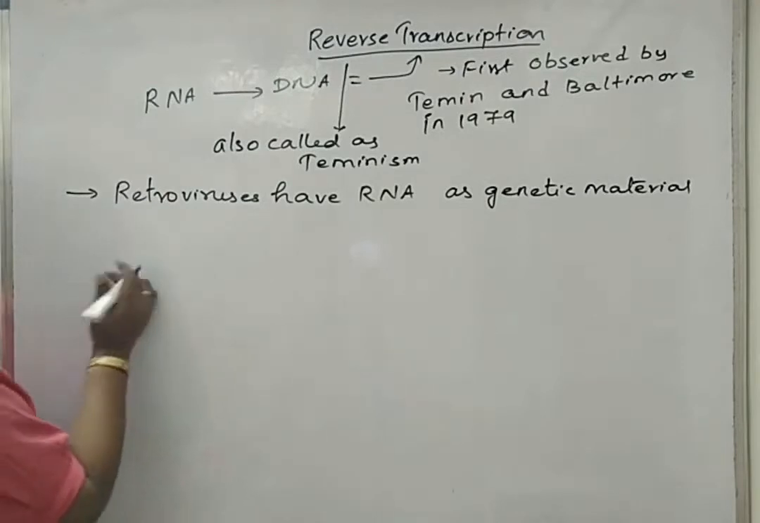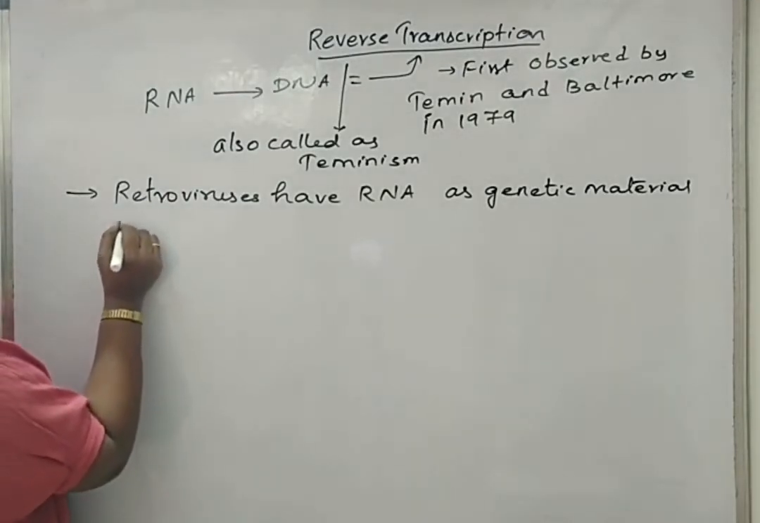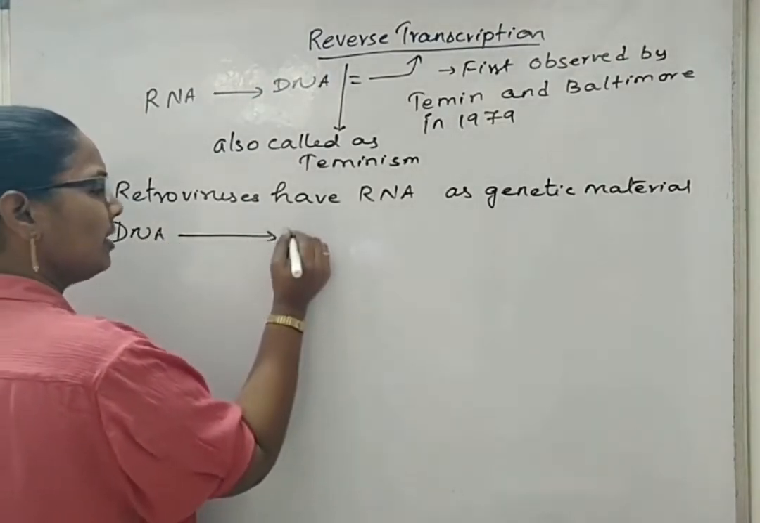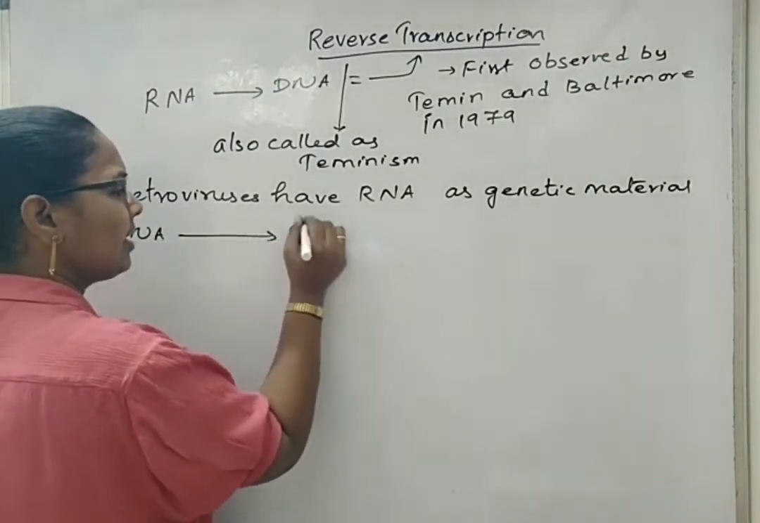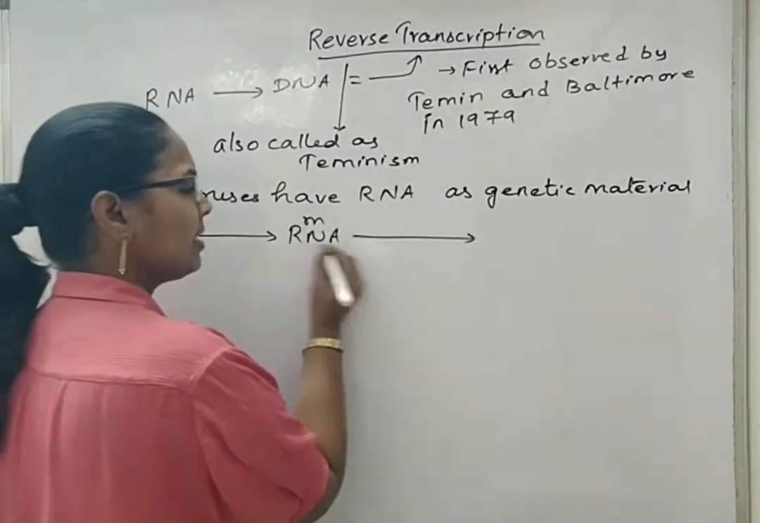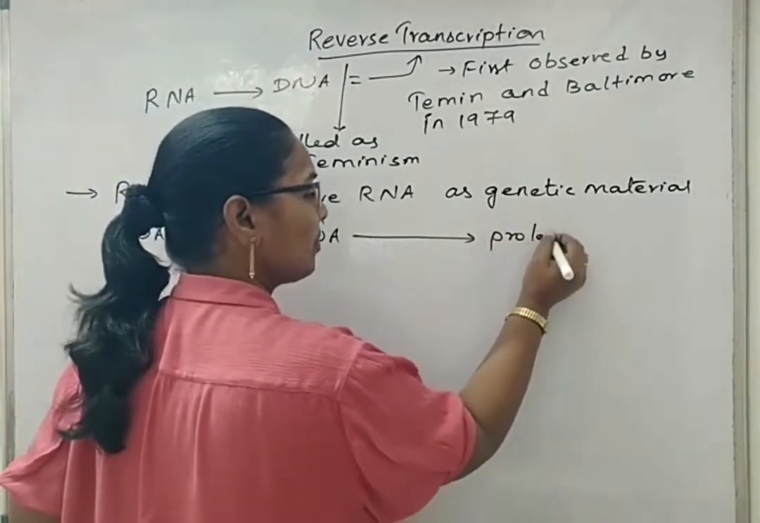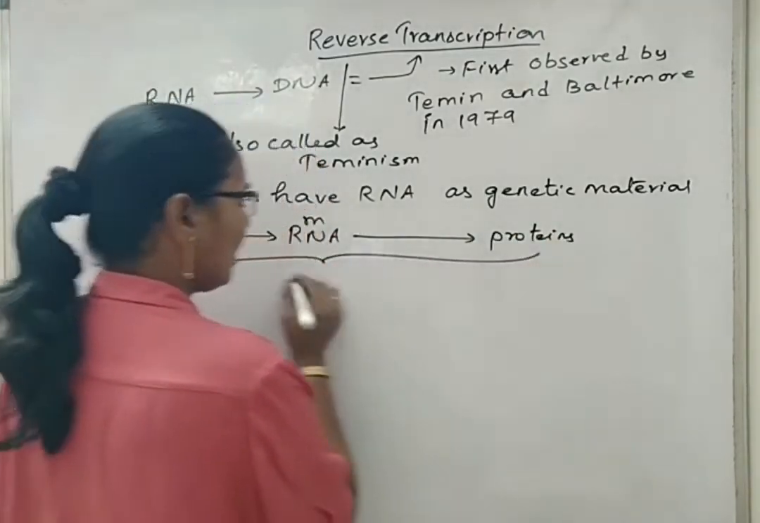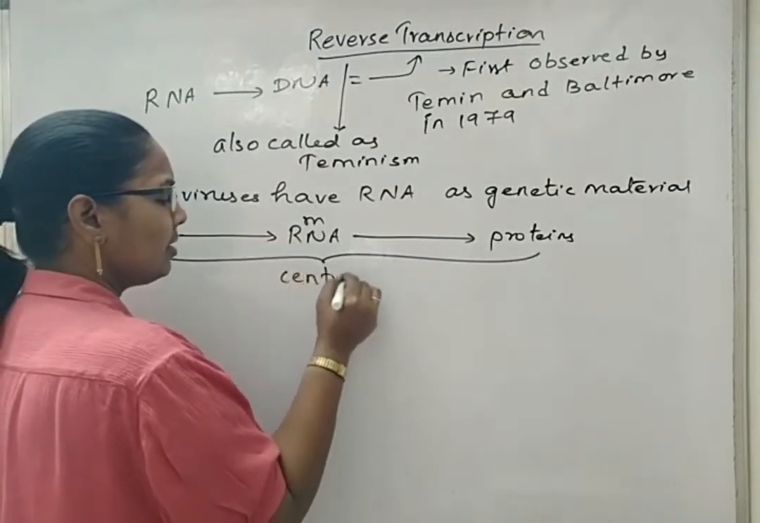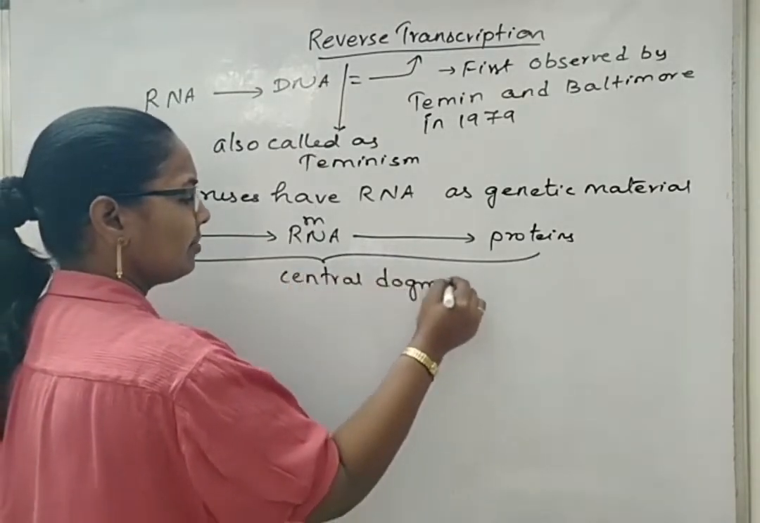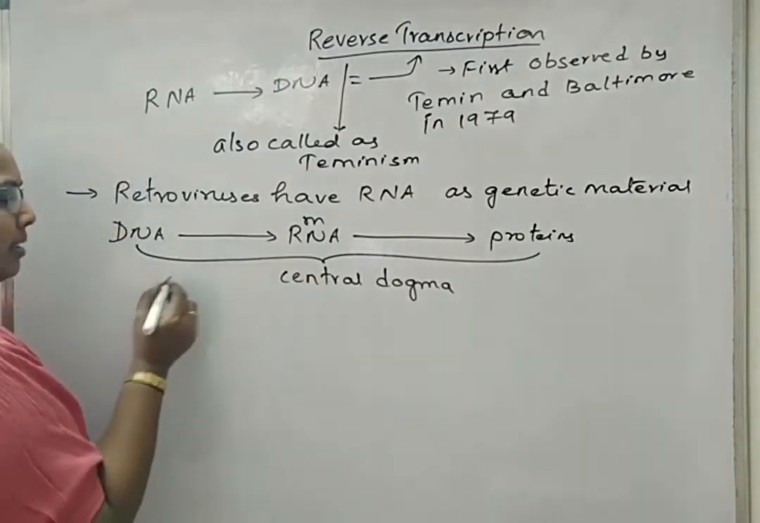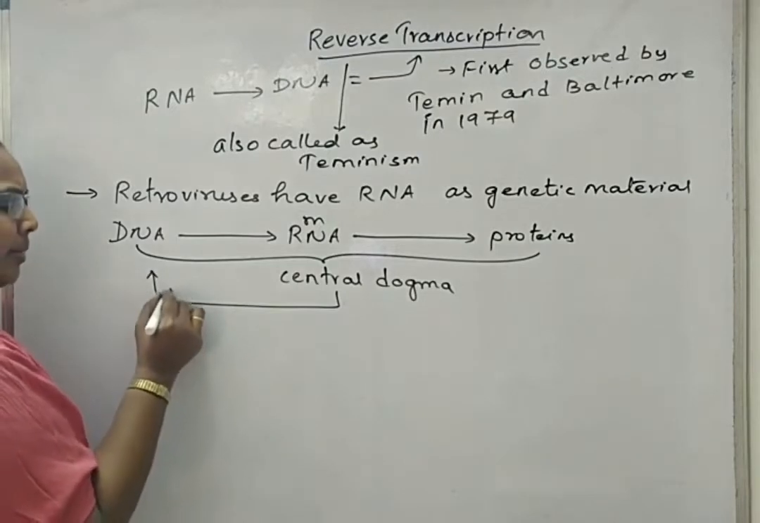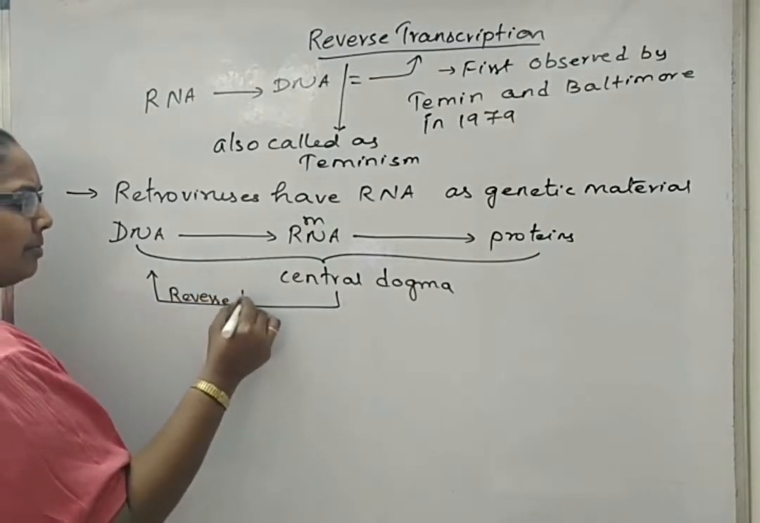So here, one common point we will see: synthesis of DNA, synthesis of RNA, that is mRNA from a DNA, and synthesis of proteins, or translation of proteins, from the genetic information of mRNA. Total, the process is called the central dogma. But here, this RNA is again getting converted into DNA by the process of reverse transcription.